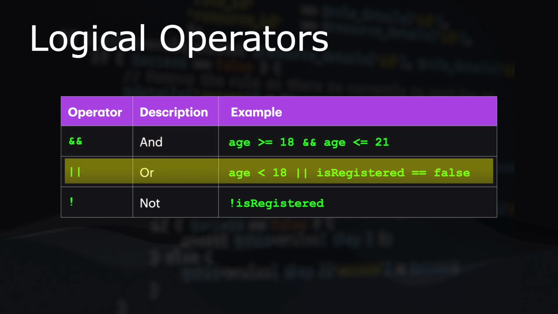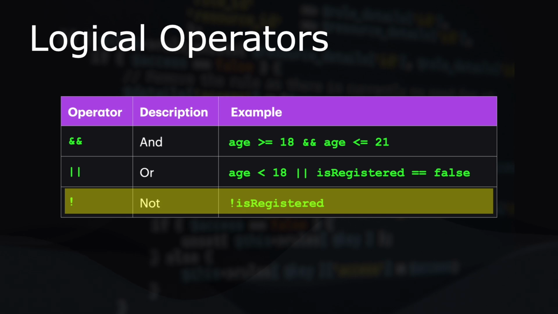The operator for OR is two vertical lines. These characters are called pipelines or just pipes. You can find it on your keyboard over on the right side just above the Enter or Return key. Logical OR returns true if at least one of the operands is true. This example evaluates to true if age is less than 18 or if the isRegistered variable is false. This particular expression checks to see if the user is either too young or is not registered to vote.